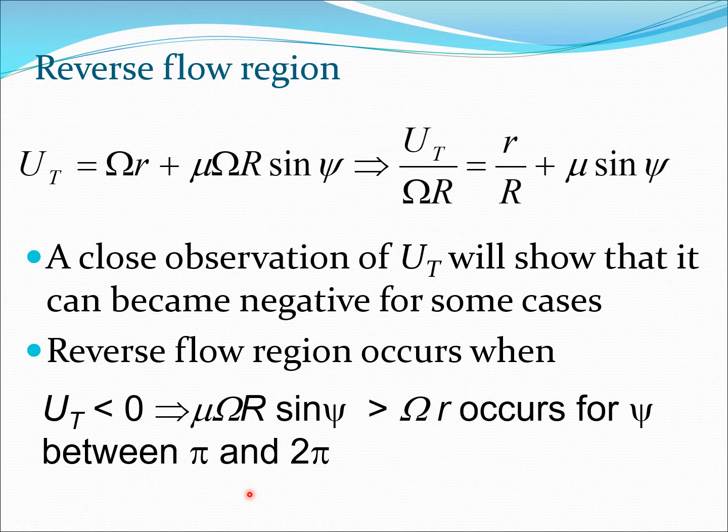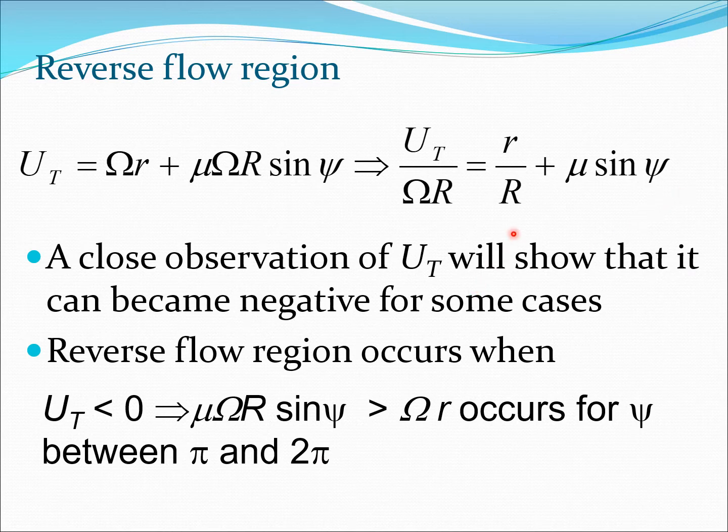Now let us look at something known as the reverse flow region. So one of the things you will realize if you look at the equation for ut for a long time is that the second part, which is the term involving mu sine psi, becomes negative in some parts of the rotor disc. And this is because psi is varying all the way from 0 to 360 degrees. So especially in the region which is between pi and 2 pi, that is between 180 and 360 degrees, sine psi will become negative.